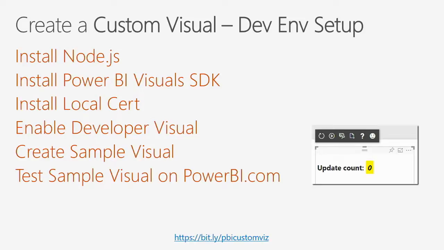So the first thing that we're going to do is, I already have Node.js installed, I hope, install the Power BI Visuals SDK, which is just an NPM package. We're going to install a local cert. One of the benefits of the new SDK is that you're able to preview that visual inside of Power BI, whereas before you would have to go into this custom tooling, not on PowerBI.com, and try to sandbox. There was a bunch of setup. Now you just use what we call a development visual right from within Power BI, and I can show you that as well. That's the developer visual. We're going to create a sample visual and test that visual in Power BI. So let's switch over.